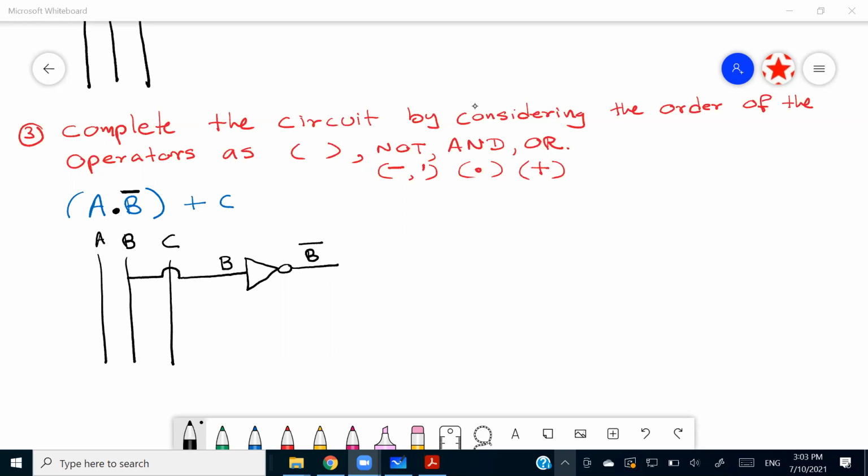when we are given an expression, we are going to start drawing the expression considering this order. We consider brackets first, then the not operators, then the and operators, and the or operators. Is that clear?